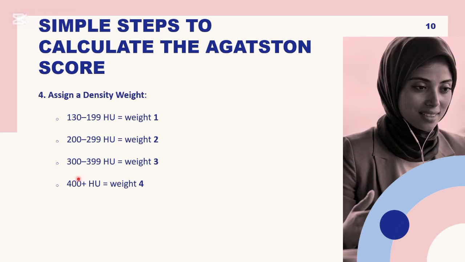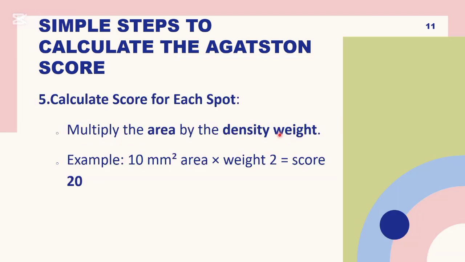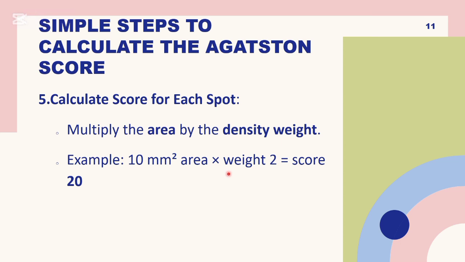Suppose we find out the score for this spot only. After that we will find the score for this one, and in the end we will add all the scores, and the addition will give us the final coronary calcium score of that patient's coronary arteries. Okay, this was a sample thing. Suppose we add all the scores, and here we got an answer.